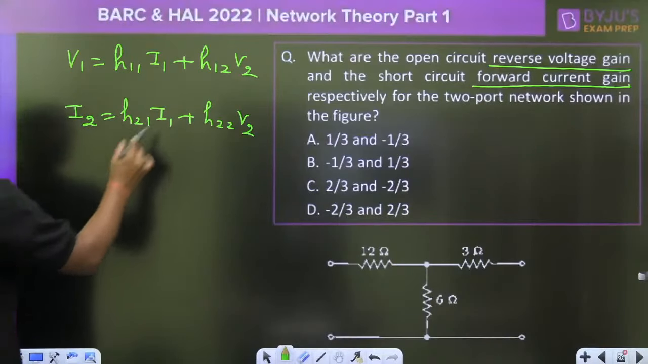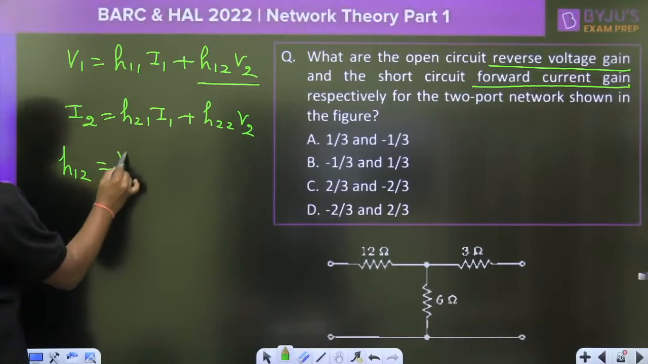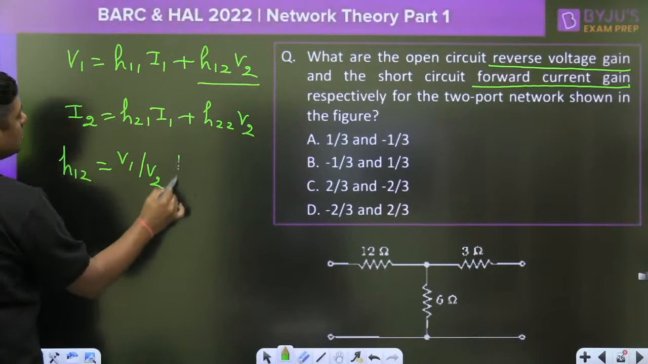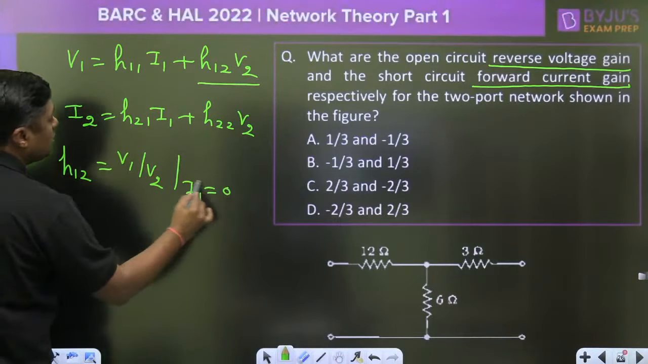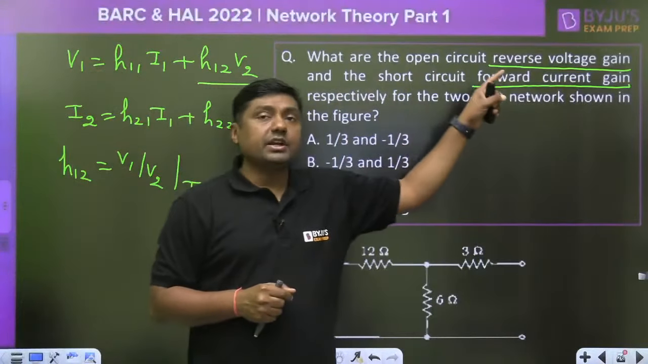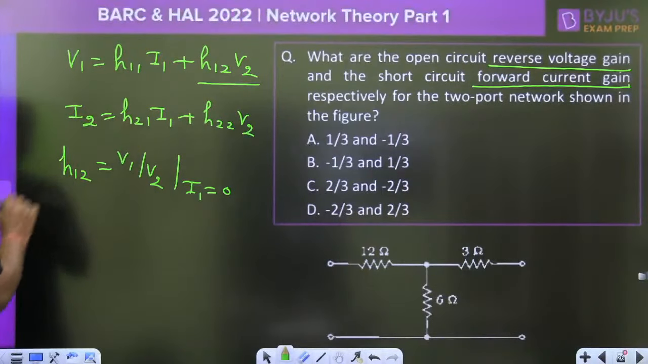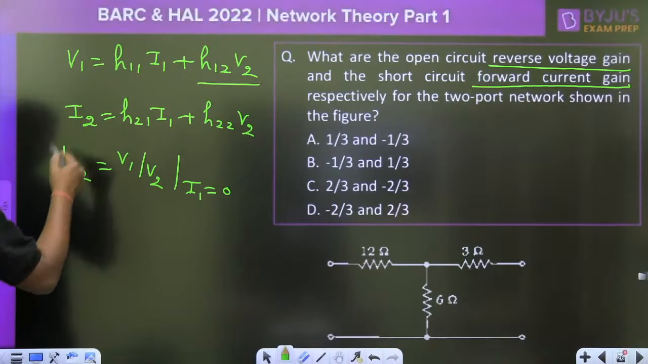This is called reverse voltage gain. H12 is equal to V1 by V2 with I1 equal to 0. I1 equal to 0 means what? Open circuit. So it is the open circuit reverse voltage gain. First, you have to simply calculate H12.